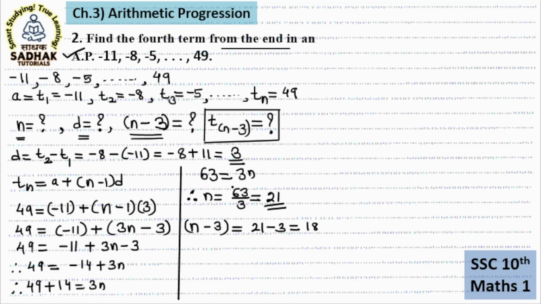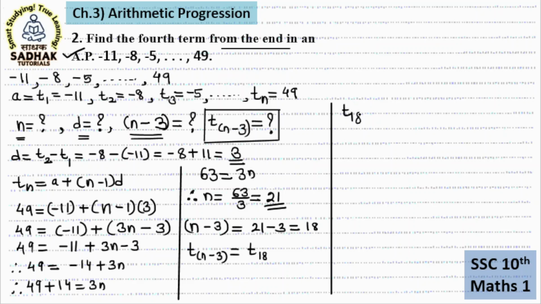So t n minus 3 we have to find out. So term t n minus 3, that is term 18, we have to find. Now to find the 18th term, which formula are we going to use? We are going to use the formula of tn.